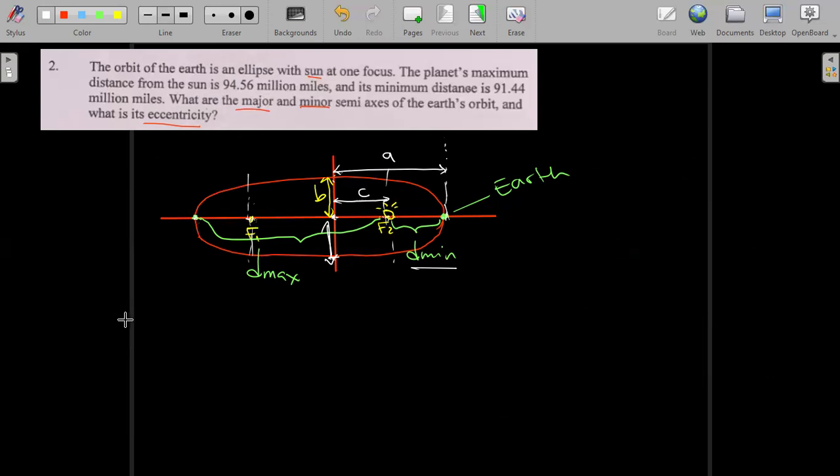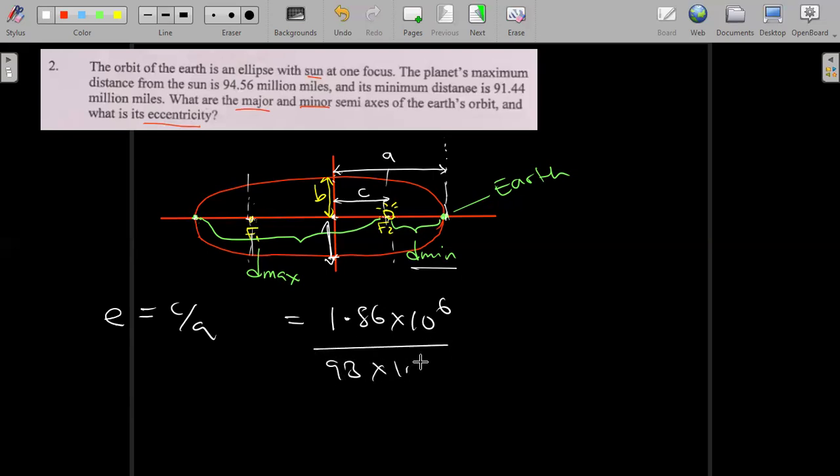So eccentricity is just given by the formula e equals c over a. That is going to be our eccentricity. We found c and we found a, so we can just replace that. We have 1.56 times 10^6, so that is 1.56 million divided by 93 million here.